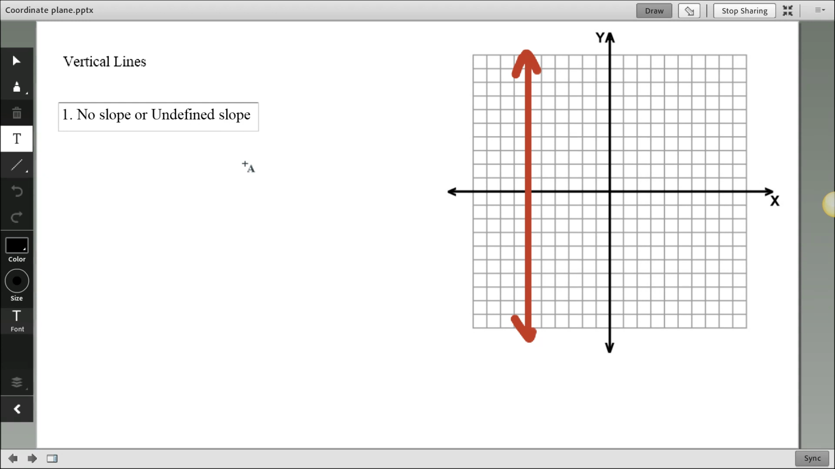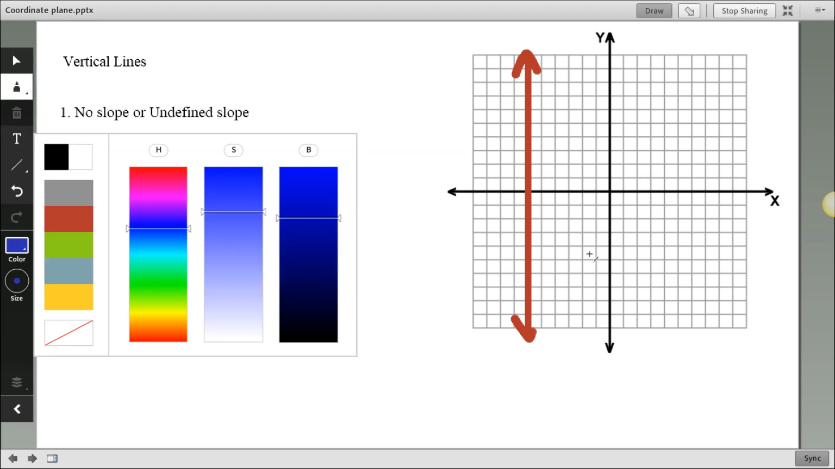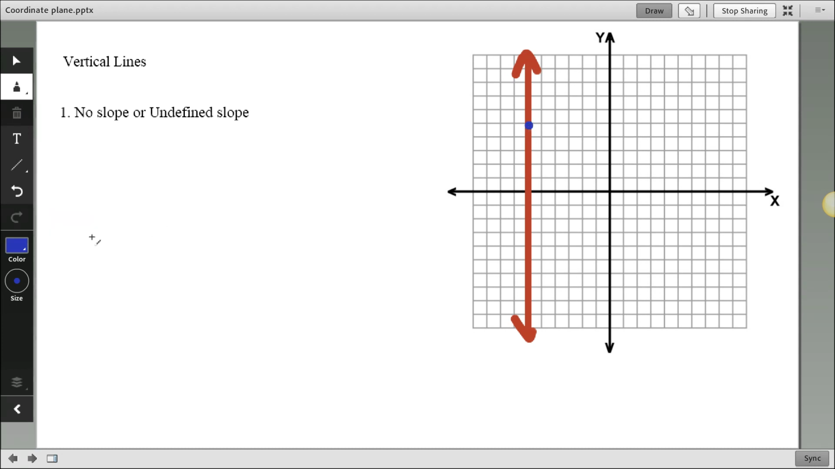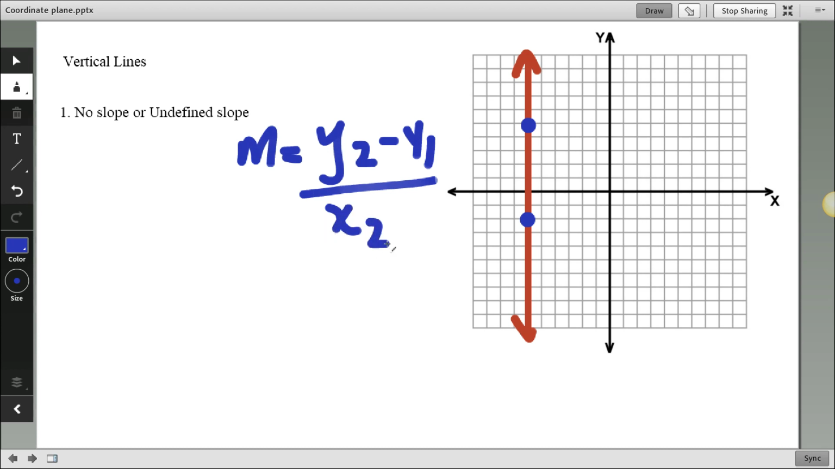Now we're going to do just like we did in the last one. We're going to pick 2 points here so we can see why. So let me change my color here. So here is a point. And let's make this little dot a little bit bigger here. There is that point, and here is another point. Why is the slope no slope or an undefined slope? So again, we're going to use our slope formula. And our slope formula, just like it was in the last time, m equals y2 minus y1 over x2 minus x1.